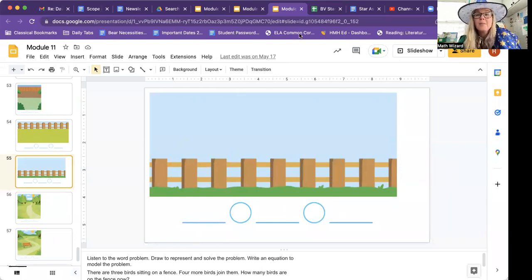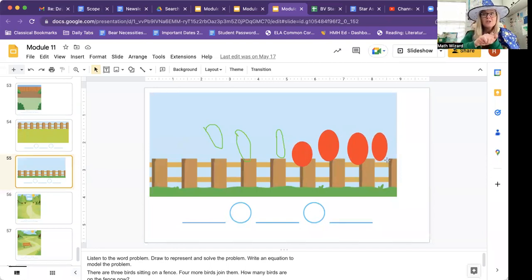There are 3 birds sitting on a fence. 3 birds sitting on a fence. Four more birds join them. How many birds are on the fence now? So there were 3 sitting on a fence and 4 more joined them. Is that going to be adding to, or is it going to be taking away? I'm not going to tell you. You have to figure that out.